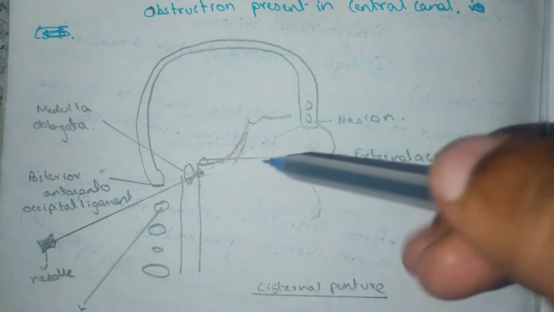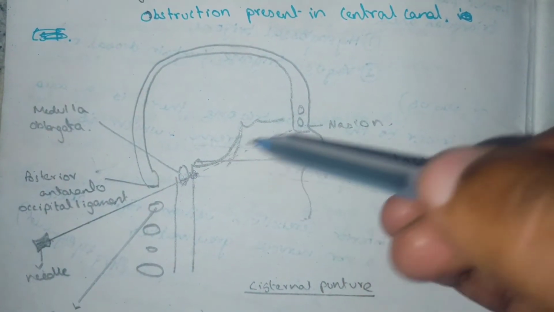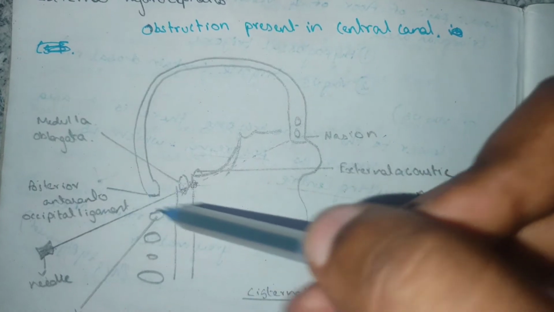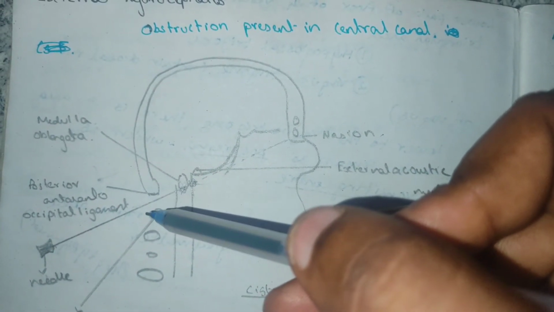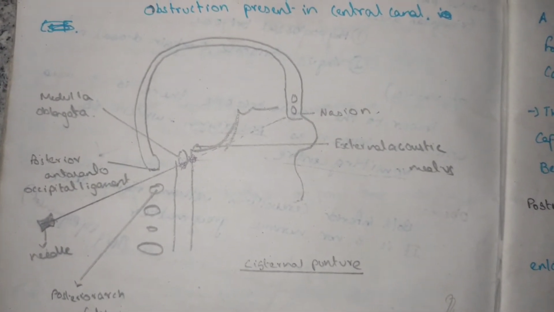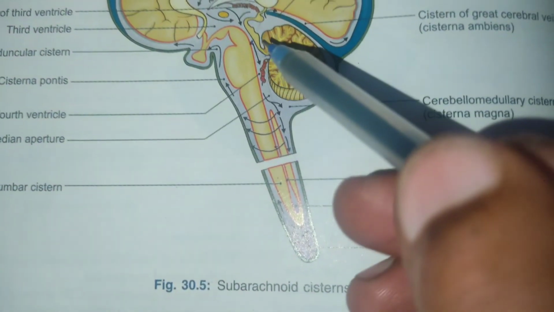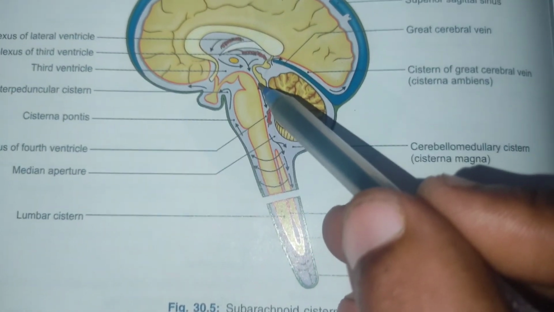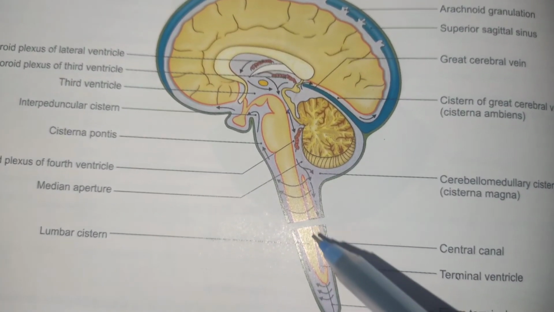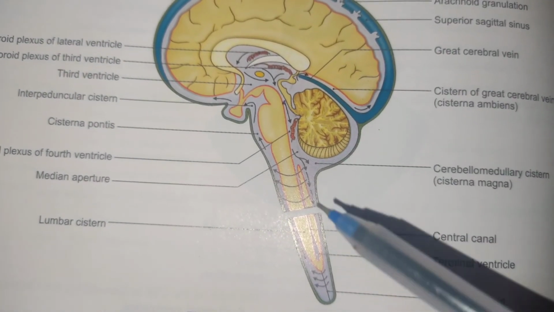This is the cisternal puncture. The needle is injected in the midline, between the medulla oblongata and the posterior atlanto-occipital ligament as well as the posterior arch of the atlas. Here the CSF is collected. When there is a blockage in the cerebral aqueduct, it is known as internal hydrocephalus. If the blockage is in the central canal, it is known as external hydrocephalus, where the fluid just comes out of the cranial cavity.